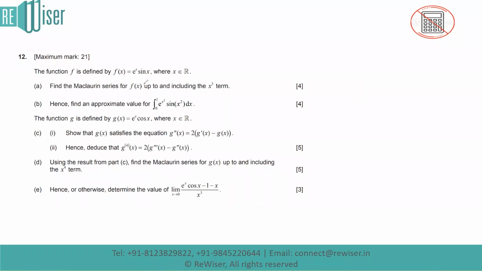The function is defined by f of x equals e power x times sine x, where x belongs to all the real numbers. So this is what is given in the question. And we need to find the Maclaurin series of this function, expanding it up till x to the power of 3.